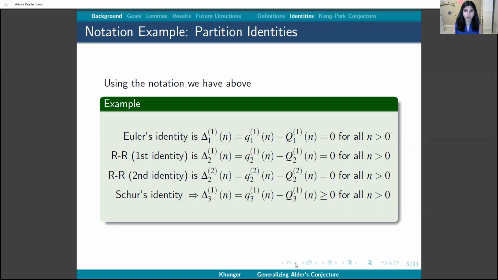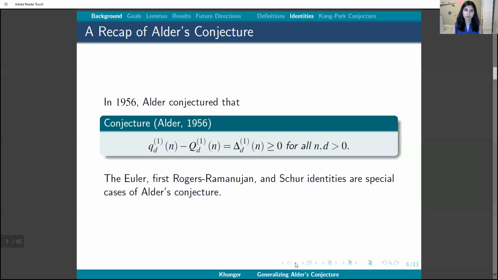So Alder generalized this idea of the superscript of 1 in 1956 when he conjectured that the difference between little q sub d 1 of n and big Q sub d 1 of n, so that's delta sub d 1 of n, is always non-negative for all n and d greater than 0. And as I said earlier, the Euler, first Rogers-Ramanujan and Schur identities are special cases of Alder's conjecture.